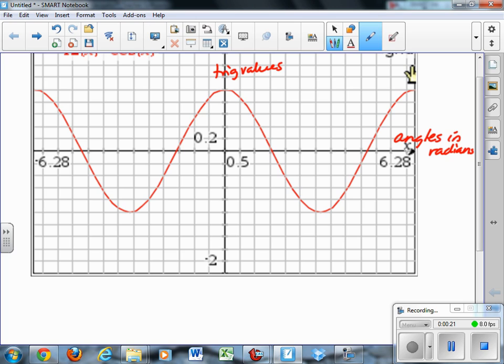I want to solve a basic equation of cosine of x is equal to 1/2. In other words, the trig value is 1/2. Well, the trig value is 1/2 about right here, because that's 0.2, 0.4, 0.6, 0.8, so 0.5 would be right here. And if I go over to here and go down, this is where we are at pi over 3 as an angle.